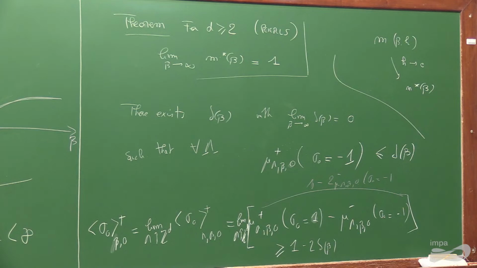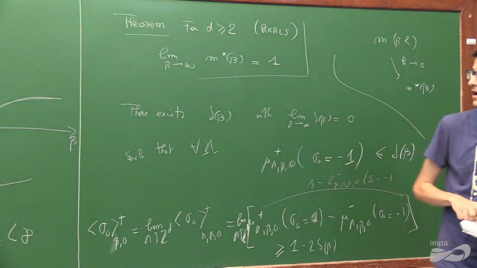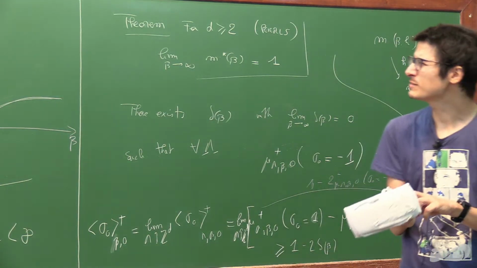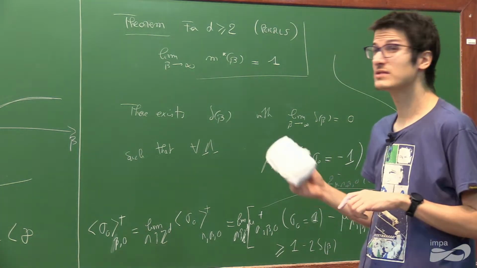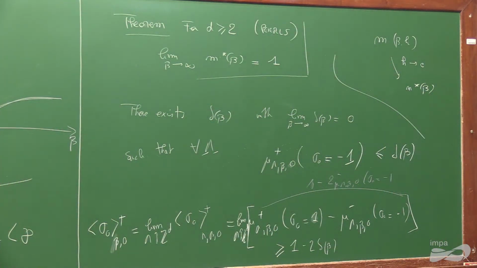Okay, so the idea for the proof is to look at the interfaces that separate plus spins from minus spins. It is possible to do this in any dimension, but we are going to do this in dimension 2, and then we are going to use some other argument to extend the result to larger dimensions. It's mostly because things are less cumbersome in dimension 2, but theoretically you can do this in any dimension.